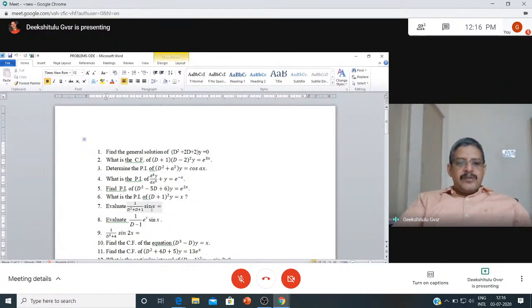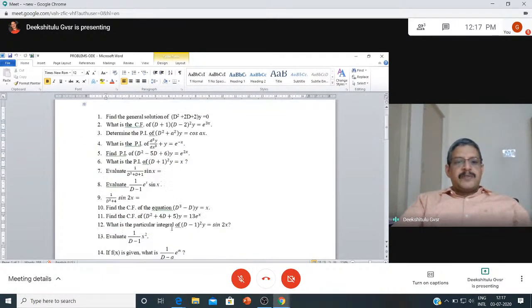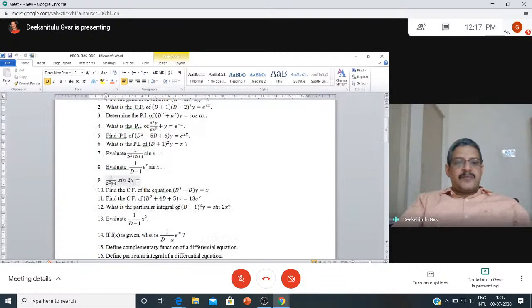So here D square is equal to minus 1, plus 1 becomes 0. 1 by D of sin x is the integral of sin x, minus cos x. Evaluate 1 by (D minus 1) e power x sin x. So e power x into V of x; e power x acts as a shift operator. You bring out this e power x. Then a is 1, 1 by D plus 1 minus 1. 1 and minus 1 get cancelled. You will be left with 1 by D sin x, which is minus cos x. Next, 1 by D square plus 4 sin 2x. Again D square is equal to minus 4. Failure case. So minus x by 2 cos 2x.